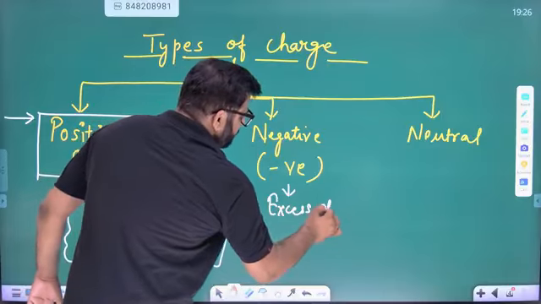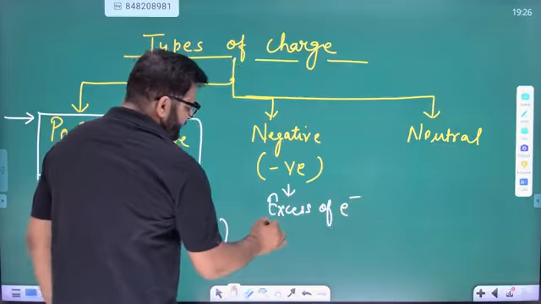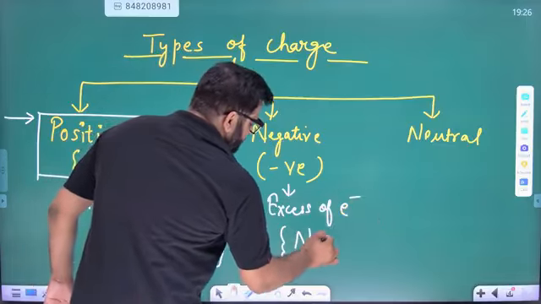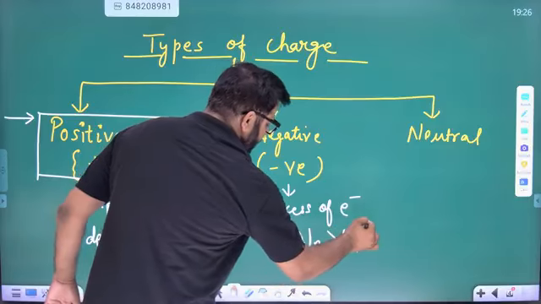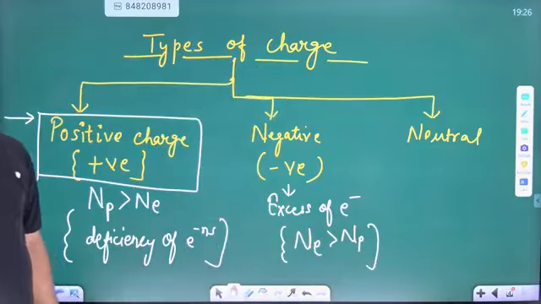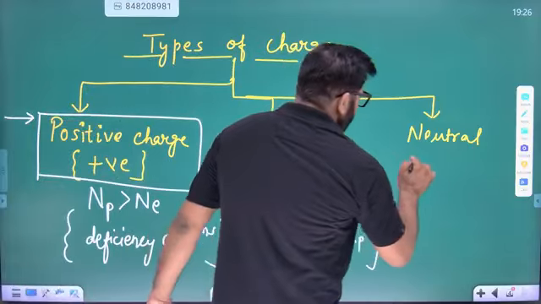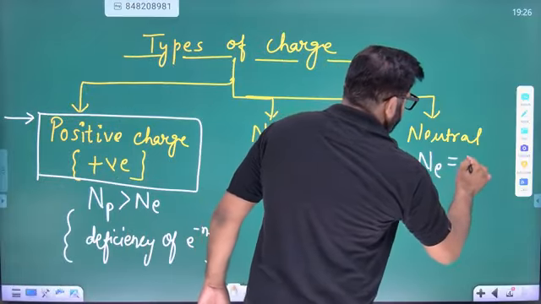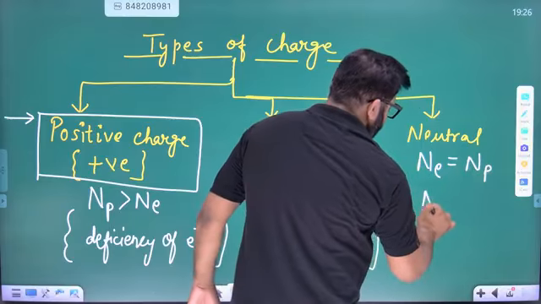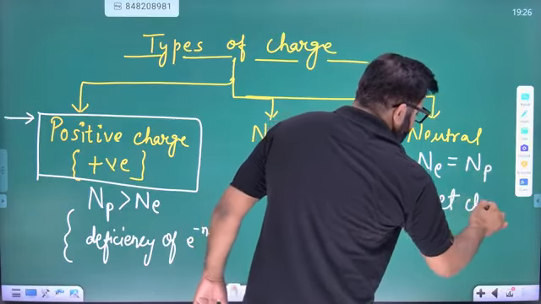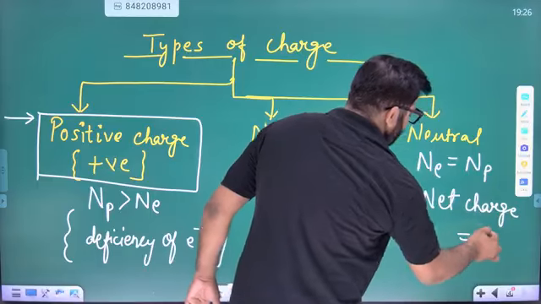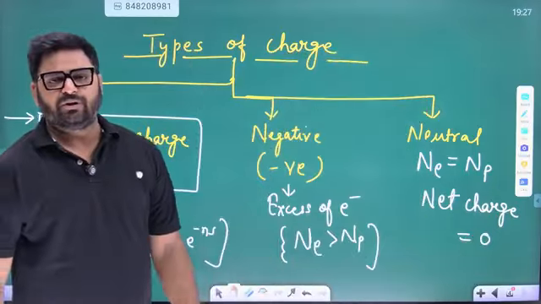Excess of electrons is negative charge. You can also say the number of electrons is greater than the number of protons. In neutral, we say the number of electrons is equal to the number of protons, so that means the net charge is 0.